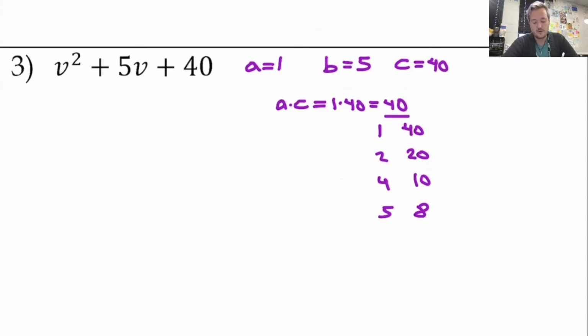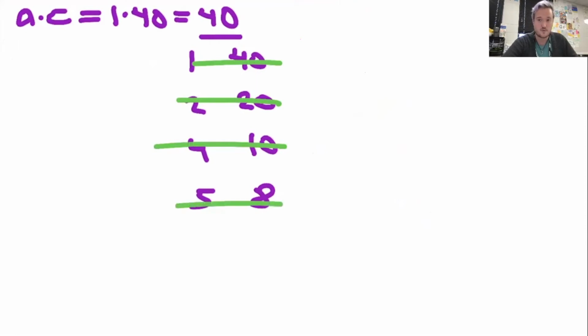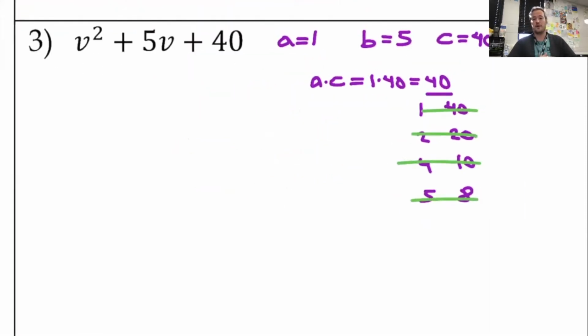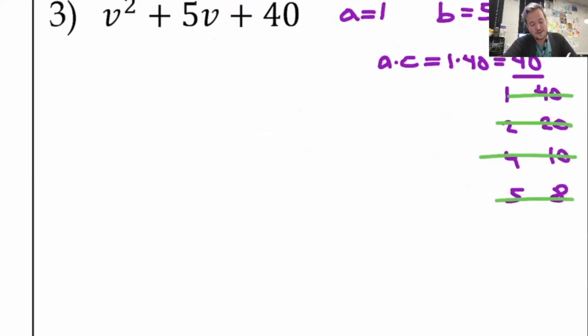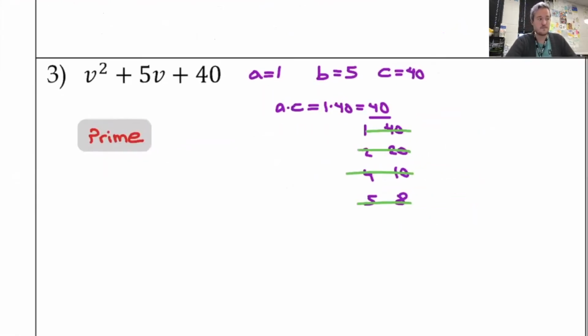So you're probably getting to this point and you're like, what the heck, am I missing factors? Well, actually, you're not. If you notice here, 1 and 40 adds up to 41. That doesn't work. 2 and 20 adds up to 22, doesn't work. 4 and 10 add up to 14, doesn't work. 5 and 8 add up to 13, doesn't work. So whenever none of your factors actually work, what that means is your trinomial is prime. It is unfactorable. It will not factor into 2 binomials. All right. So that's all you can do on that one. It would just be prime.